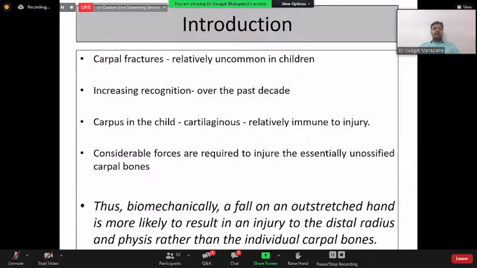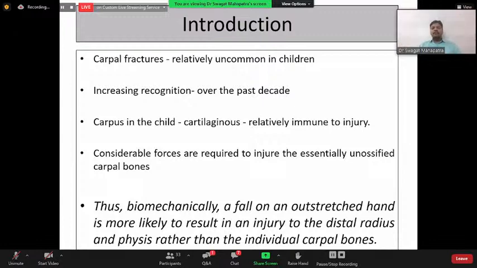So carpal fractures are relatively uncommon in children. However, during the past decade, there has been increasing recognition, mostly due to advances in imaging techniques. The carpus in the child is mainly cartilaginous and relatively immune to injury. However, considerable forces are required to injure the essentially unossified carpal bones. Thus, biomechanically, a fall on an outstretched hand is more likely to result in an injury to the distal radius and physis rather than to individual carpal bones.